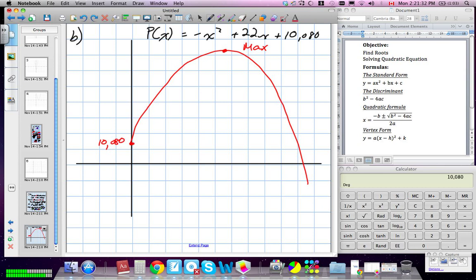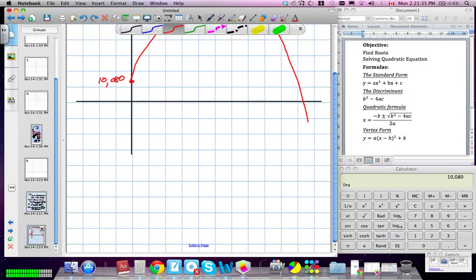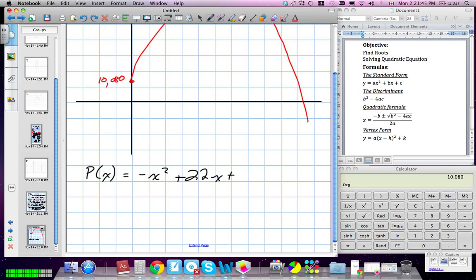We have our P at x is equal to negative x squared plus 22x plus 10,080. Now remember, we need to find the common factor of the first two terms, or sorry, the term in front of the negative x. So we're going to factor out negative 1. We want the x to be positive. So our common factor is negative 1, and we have x squared minus 22x plus 10,080.